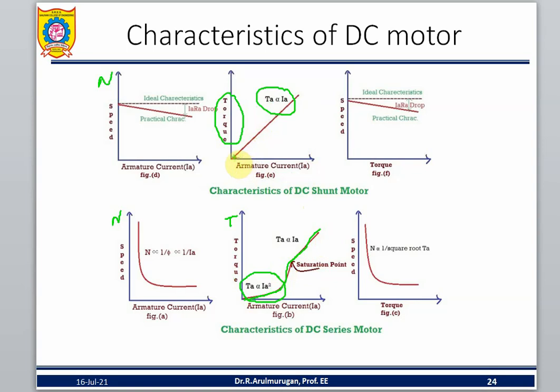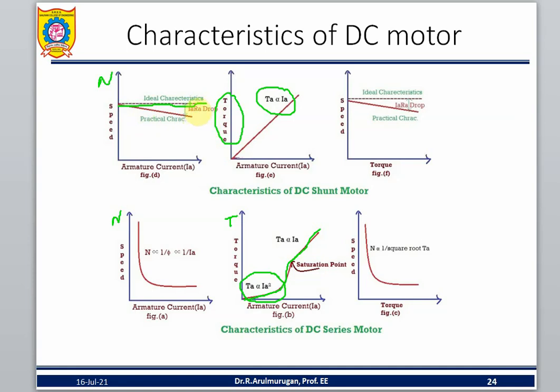It is a medium torque. It has the high starting torque. Then speed, constant speed, almost constant. This line is a constant line. See that one, practically almost constant, near to constant, due to the drop, it slightly falls down.